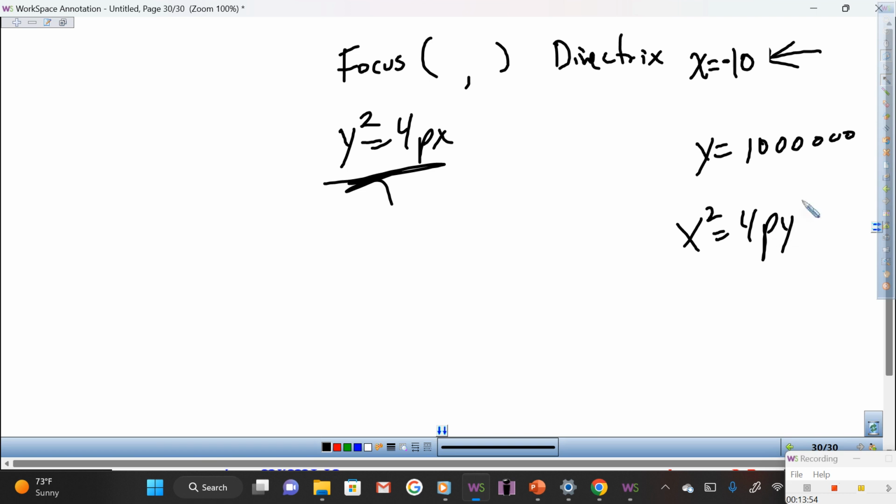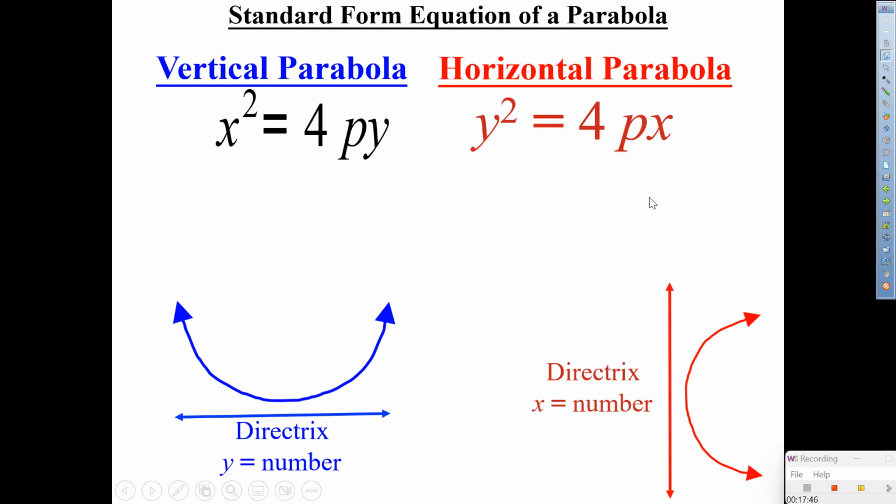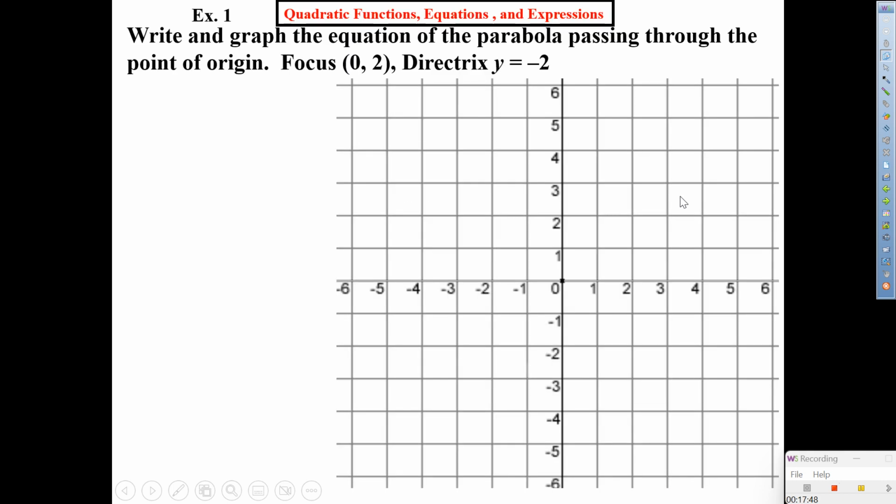That is correct. All right, now that we got that, copy example number 1, please. It says, write and graph the equation of the parabola passing through the point of origin, focus (0, 2), directrix y equals negative 2. And I want you to make a coordinate plane that looks like this, from negative 6 to 6 on the x, negative 6 to 6 on the y. I'll give you some time. Copy the instructions and everything for this problem at least so you can have one example complete. Copy that. I'll give you some time.